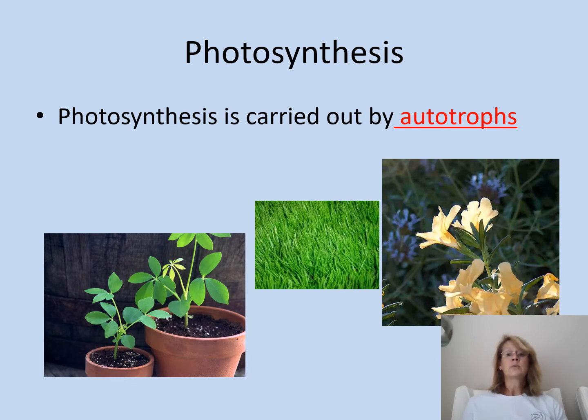Now again, just as a review, photosynthesis is carried out by autotrophs. Remember, the root word auto means self, troph means to feed. So these are self-feeders, which means they make their own food. We are heterotrophs. We have to eat. We cannot make sugar. So this is why, again, we have to eat different plant products.